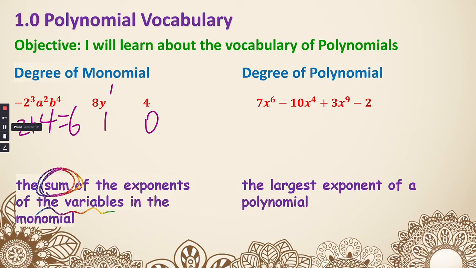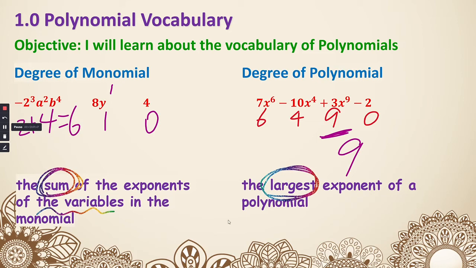Next, the degree of a polynomial. Now that's going to be different. The definition for the degree of a polynomial is the largest exponent. That means you do need to find the degree of each monomial and then pick the biggest one. So the first term is a 6, the next term is a 4, then it's a 9, and then a 0. The biggest in this case is this 9. So the degree for that polynomial is 9. Please pay attention to the difference. The degree for a monomial is the sum, and the degree for a polynomial is the largest.